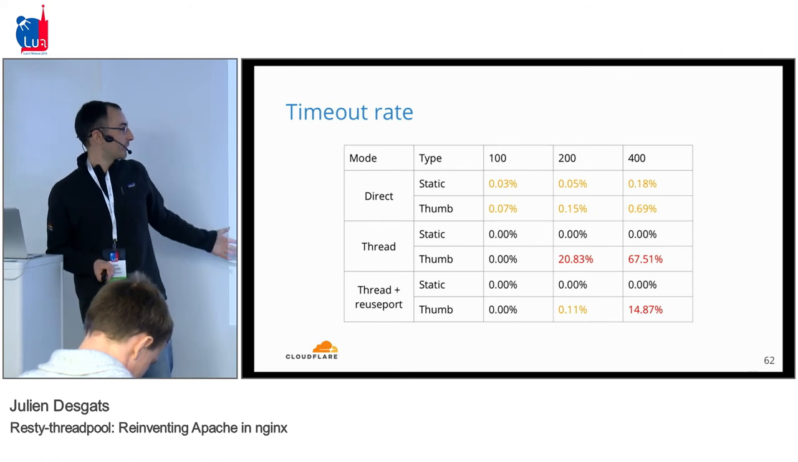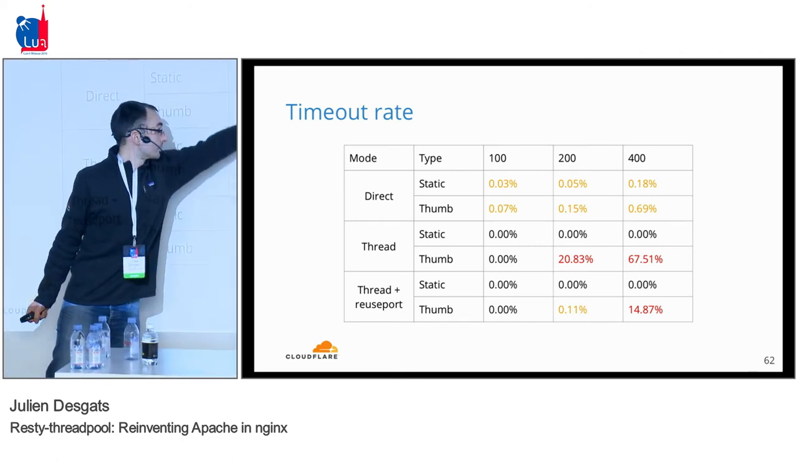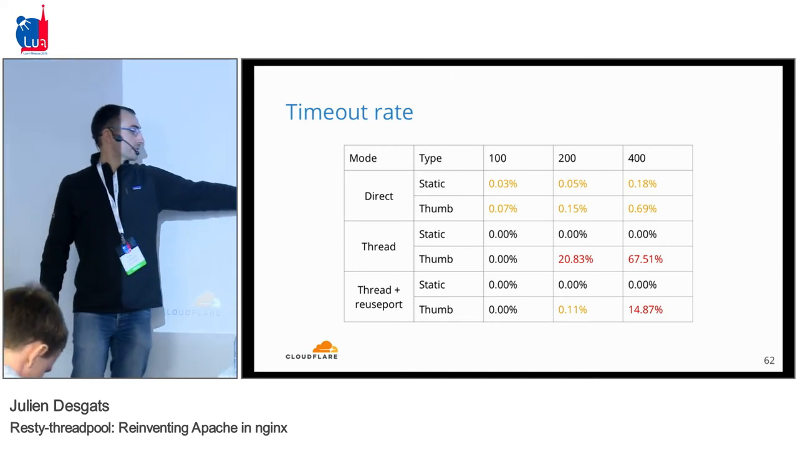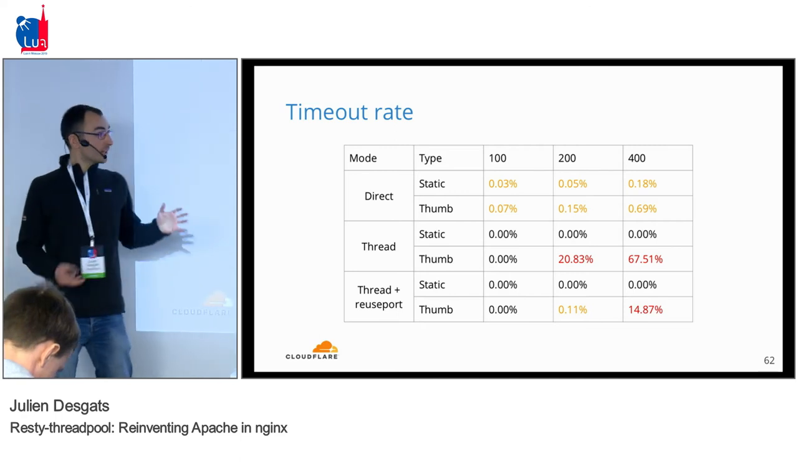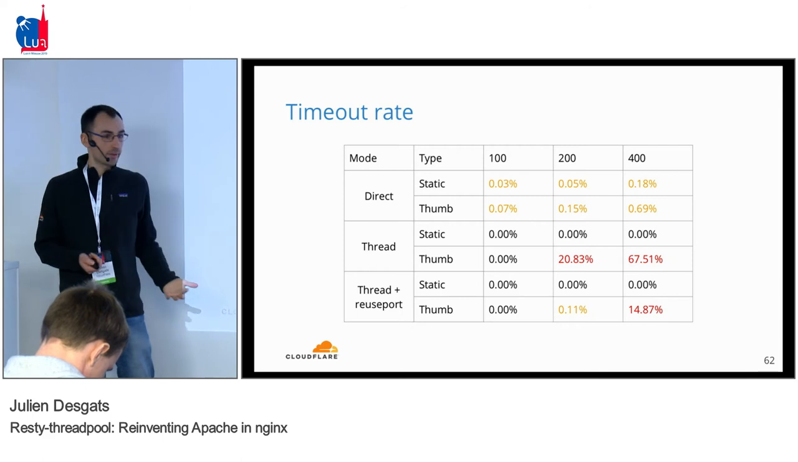So if we summarize, we can see that the error rate in the 200 connection case is a lot lower, and the static files are still delivered quickly. So it kind of fixed the problems.